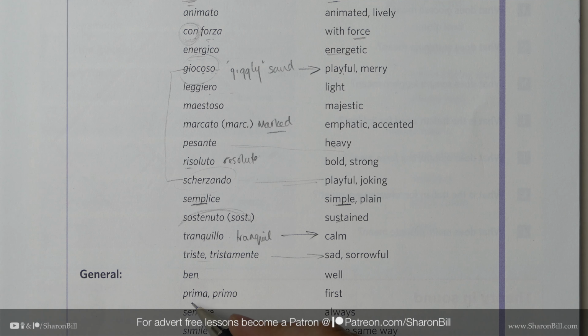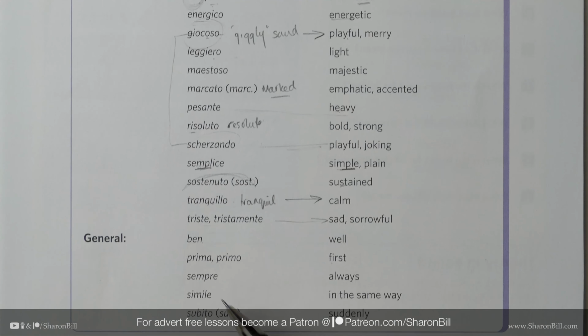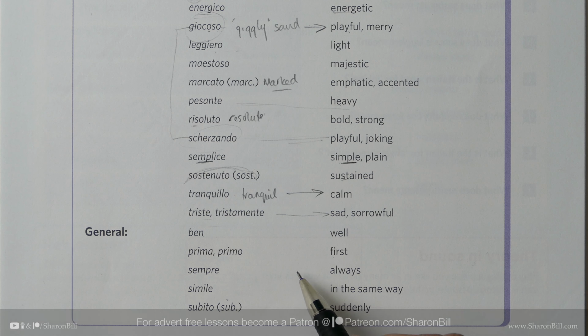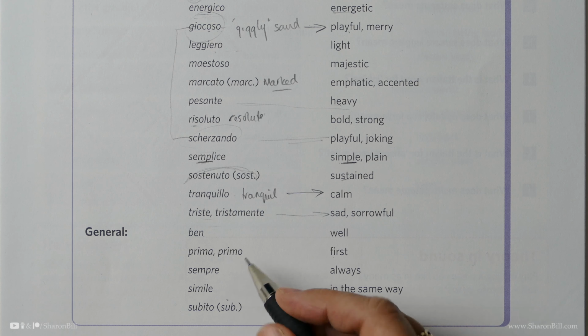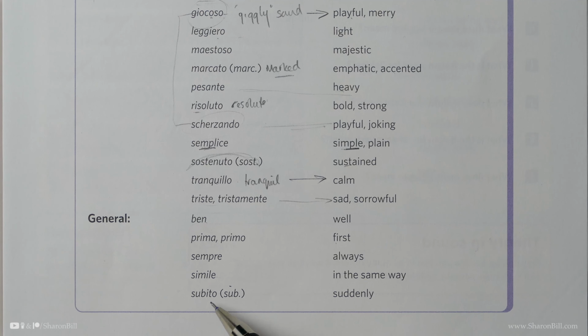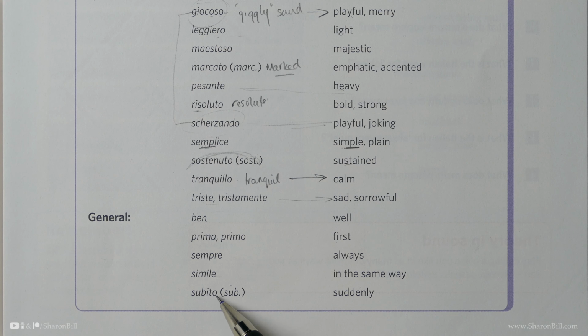Prima, think about a ballerina. Prima ballerina, first. Sempre, always, not so easy. But similarly, as it were. And then subito. Now that just sounds as it is, suddenly, subito. So, you know, find different ways.